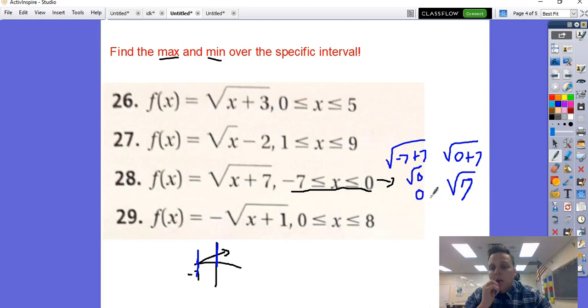All right? There you go. This is your minimum value. This is your maximum value. That's honestly all there is to it.